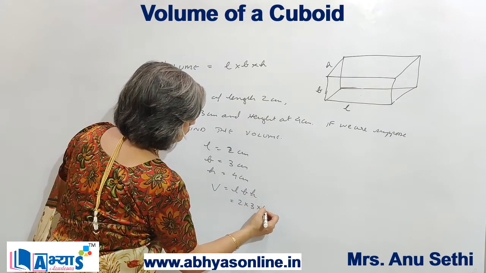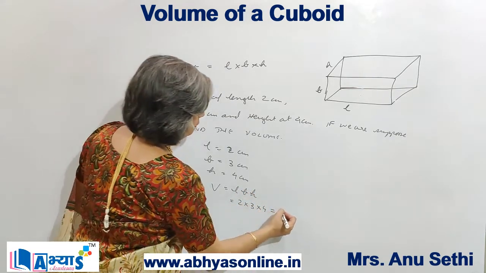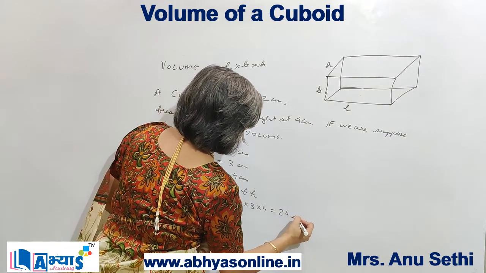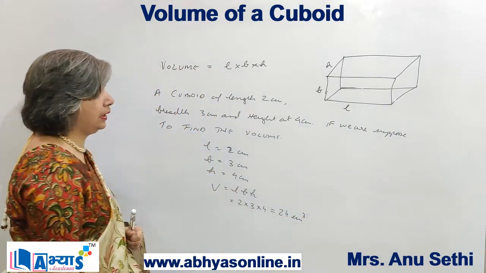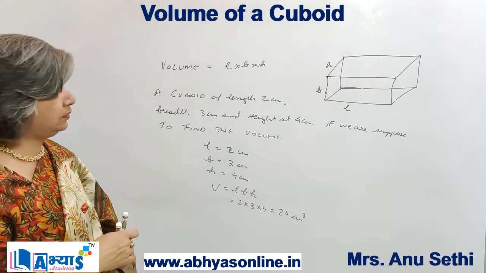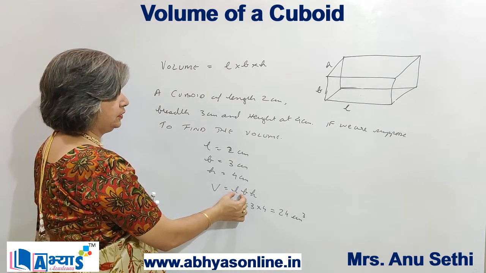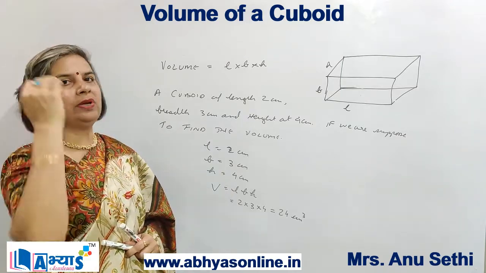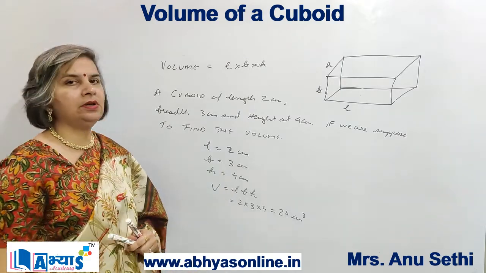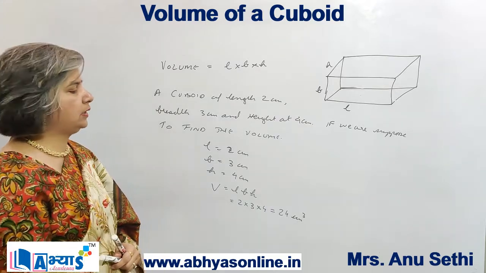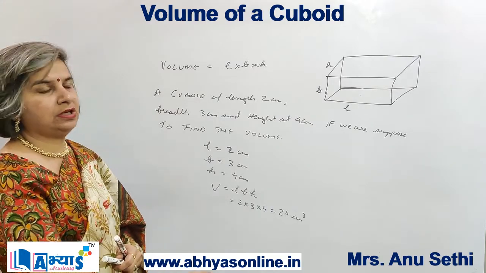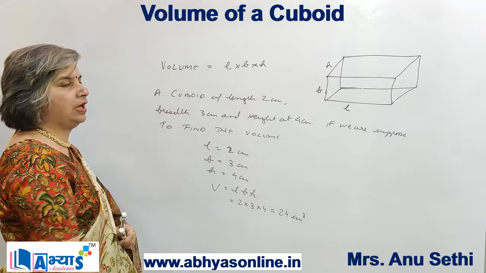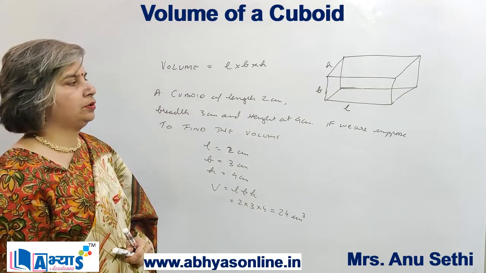into 3 into 4, that means 24 centimeter cube, because it is a volume and basically we are multiplying three quantities with the dimension centimeter. That means the units for length is centimeter, breadth is centimeter and height is centimeter. So centimeter into centimeter into centimeter will be centimeter cube. So the volume will have the units as centimeter cube.